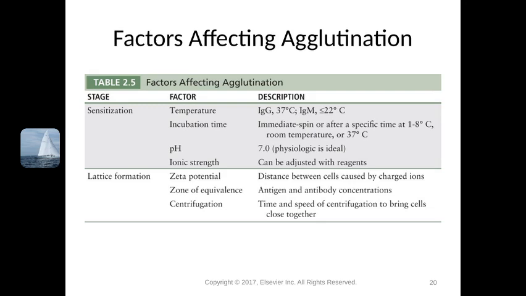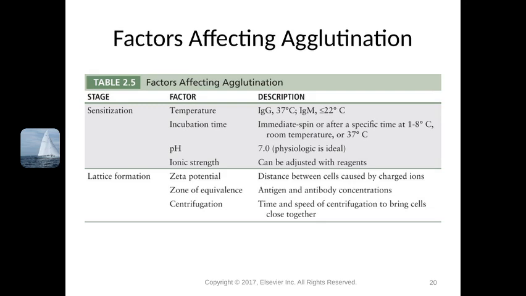For incubation, we'll look at immediate spin, or room temperature, or 37 degrees Celsius, okay? Because some antibodies are only going to react when they've been allowed to react at 37 degrees Celsius and anti-human globulin is added later. A physiologic pH of 7.0 is the best reaction pH. And our ionic strength will also affect the binding potential. We can again use some reagents. Our LIS, or low ionic strength solution, is really good at reducing the distance between cells and allowing them to get a little closer to agglutinate. But we'll talk about that a little more when we talk about reagents.